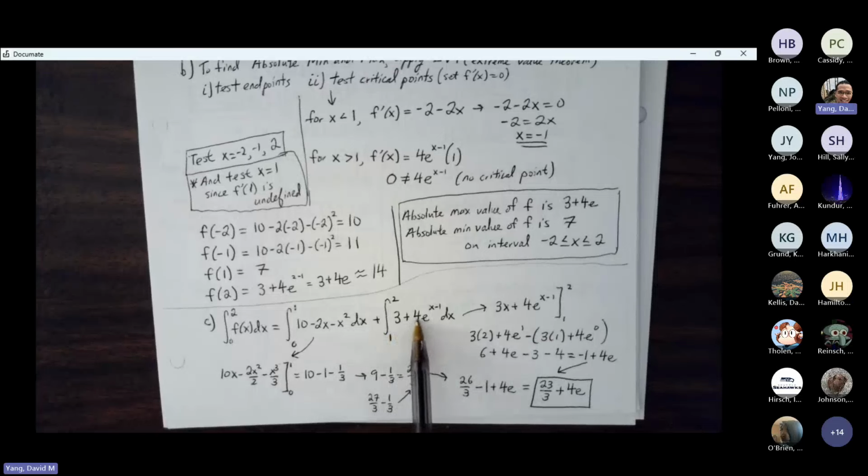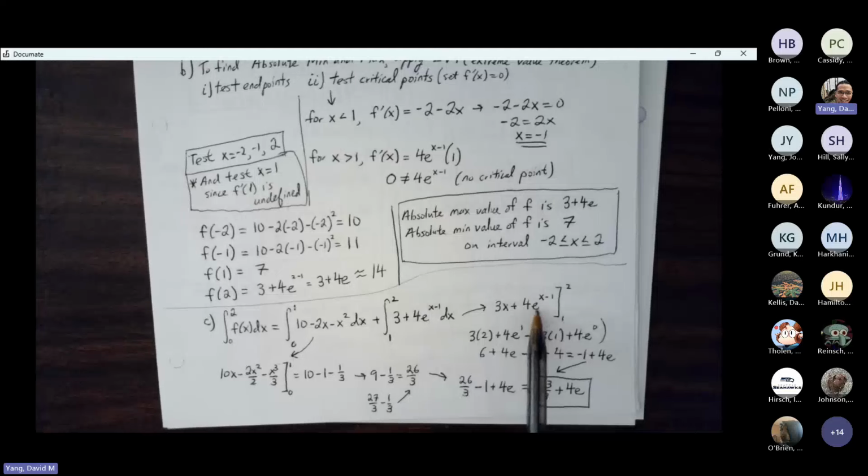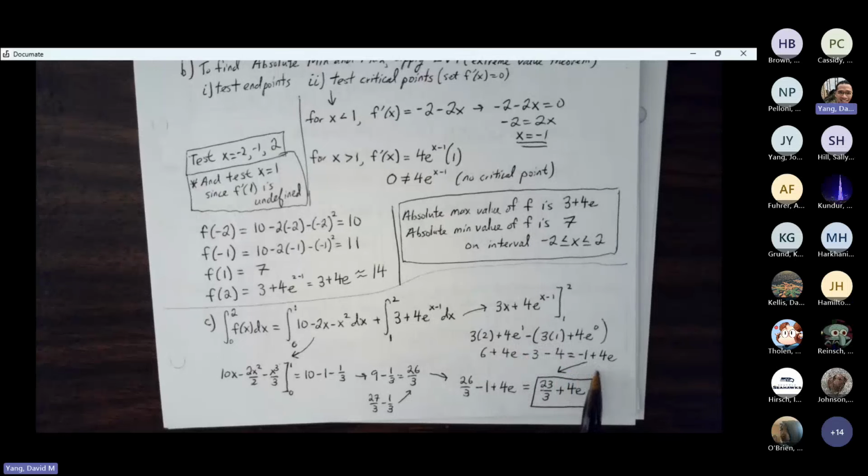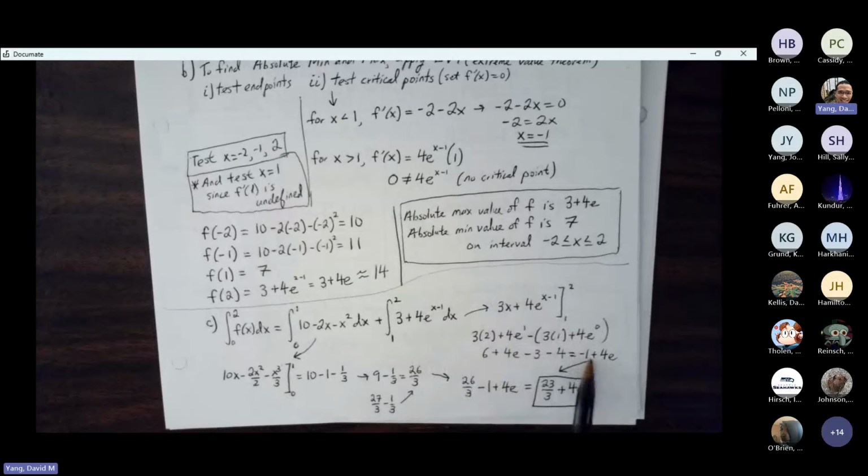And then this 3 plus 4e to the x minus 1, use u substitution. This is still going to remain e to the x minus 1. 3 becomes 3x, though. Power rule, u substitution, but e to the u is still e to the u. Plug in my upper and lower bound. 2 goes in first, 3 times 2 plus 4e to the 2 minus 1, minus the lower bound, 3 times 1 plus 4e to the 0. e to the 0 is going to be 1. So it's going to be 6 plus 4e minus 3 minus 4. And that gives me negative 1 plus 4e. So this results in negative 1 plus 4e.